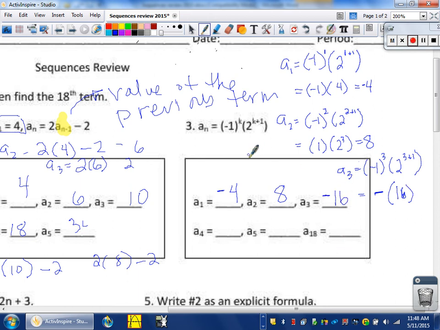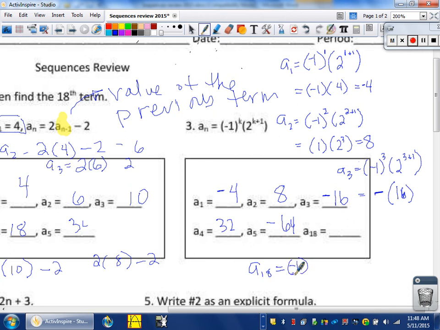Okay, so it looks like we have a times 2, times 2, times 2. So this one should be a positive 32. This one will be negative 64. Okay, just by going by the pattern, you're multiplying a previous term times 2. But the 18th term, we'll just calculate that, sort of.